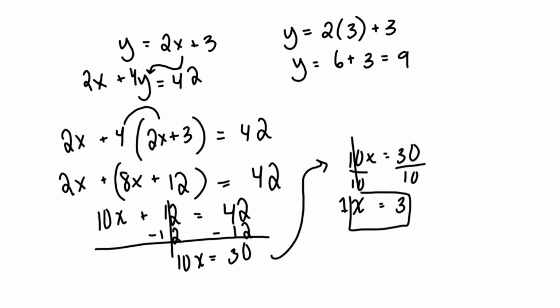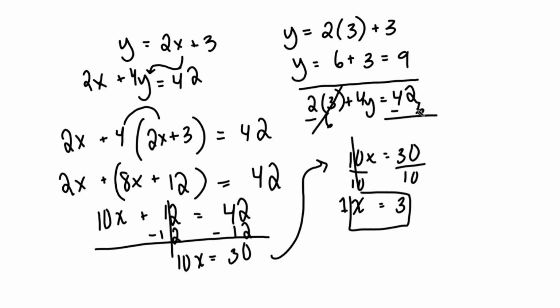If you're wondering if you can also use the second equation, of course you can use the second equation. Let's see what happens when we use the second equation. 2 times, let's sub in the 3, plus 4y equals 42. 2 times 3 is 6. Let's subtract out 6 from both sides. We get 36. And then this becomes 4y equals 36, divided by 4. We get y equals 9. It's the same exact thing as on top.